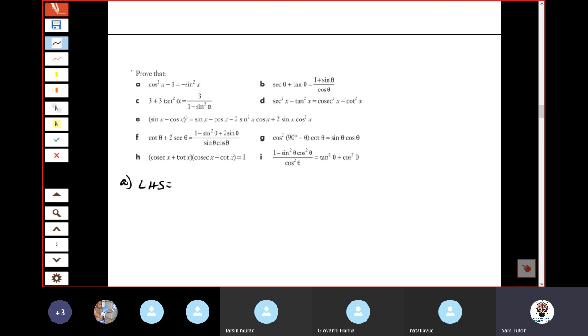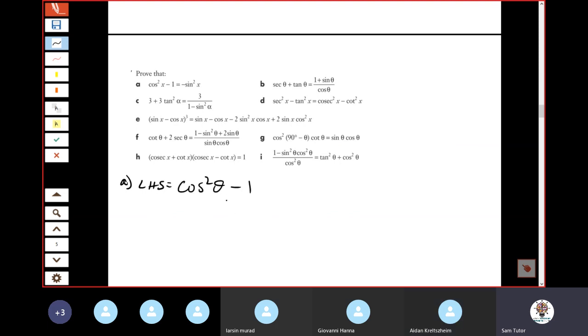Left-hand side. I'm just going to use thetas for everything. I just like them more than x's and alphas. I think you guys won't mind either, so let's just use that. Left-hand side becomes cos squared theta minus 1. We need to prove that it becomes negative sine squared. All right, Aiden, tell me what you want to do. So you know 1 minus cos squared is sine squared, but that doesn't say 1 minus. That says cos squared minus 1.